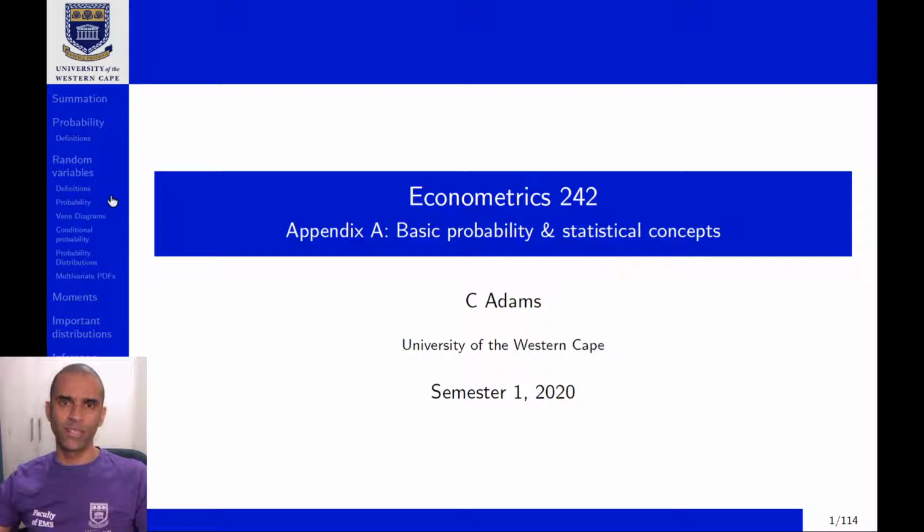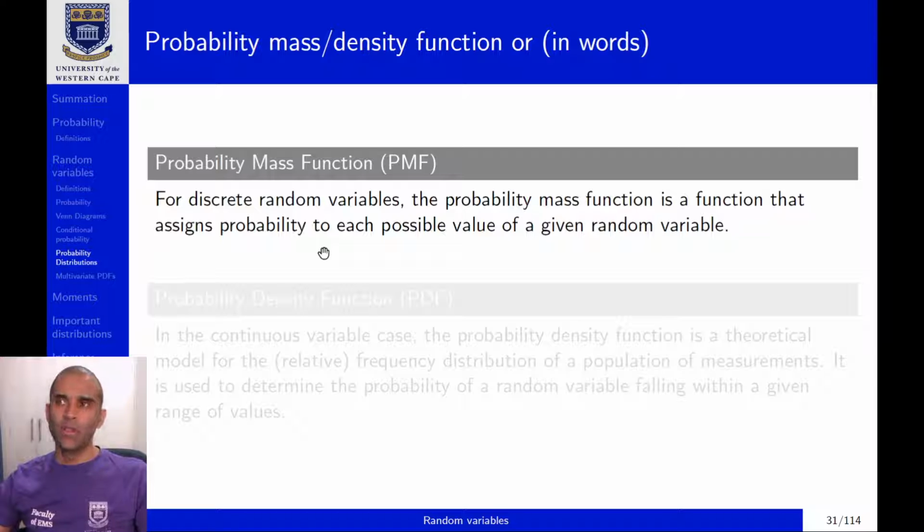Hello everyone, this is the second video dealing with Appendix A, and we will begin talking about probability distributions. Now, we can distinguish between distributions for discrete random variables and distributions for continuous random variables. In the former case, we refer to these as mass functions. So for a discrete random variable, the probability mass function is a function that assigns probability to each possible value of a given random variable.